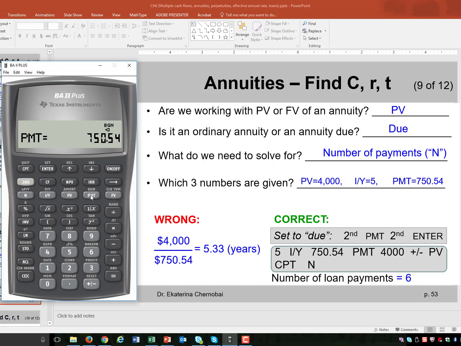So press PMT, compute N. 6 exactly. 6 payments. The first one due immediately and 5 more in the future. 6 payments total, 6 loan payments total. And you will fully pay off your loan balance. There will be nothing left for you to pay to the lender. So if you did it the wrong way, you will be off by quite a lot. If you did it the right way, you will get 6 years.